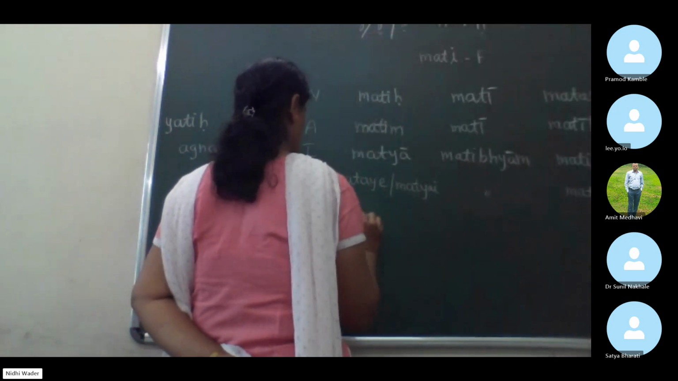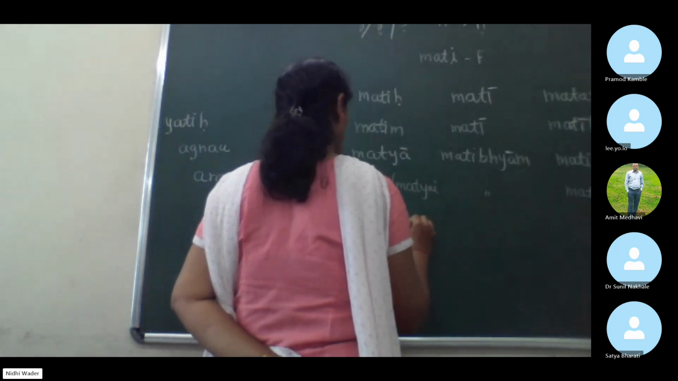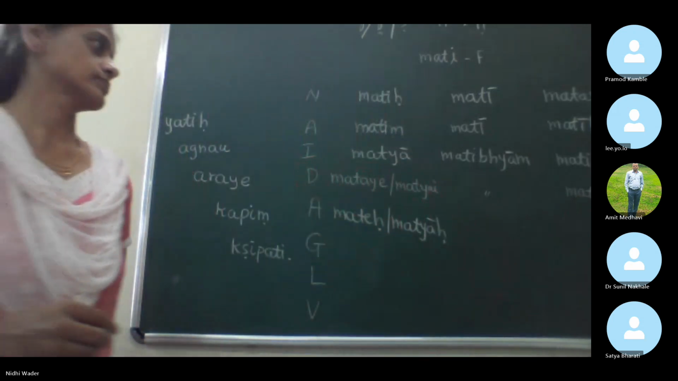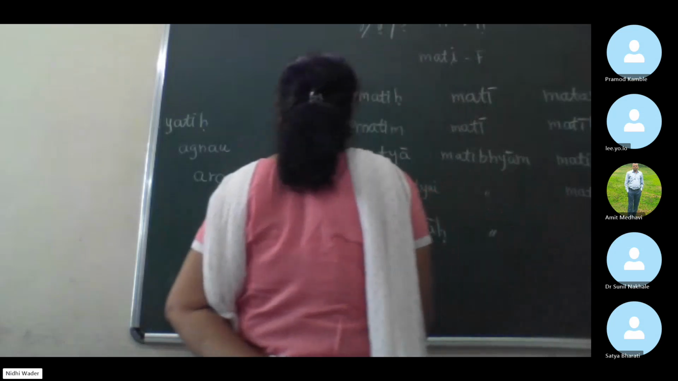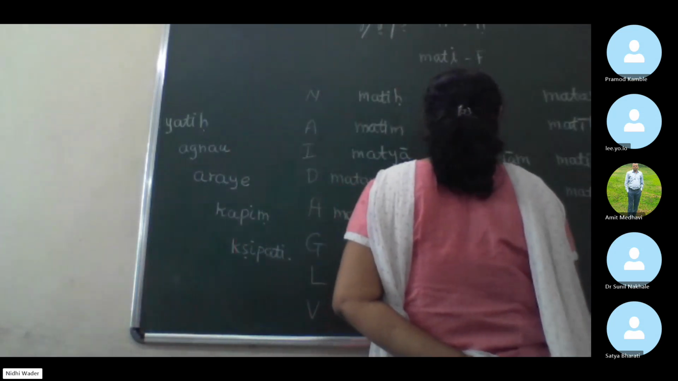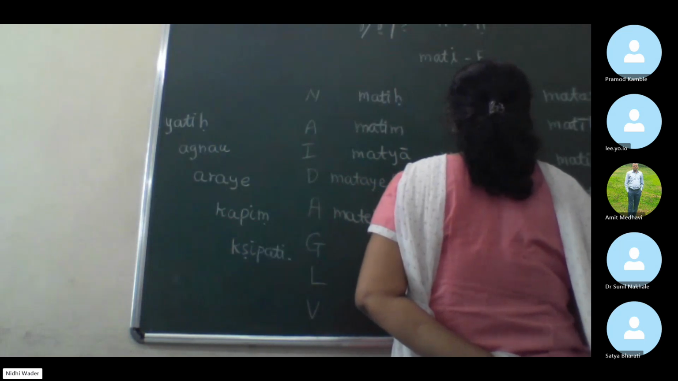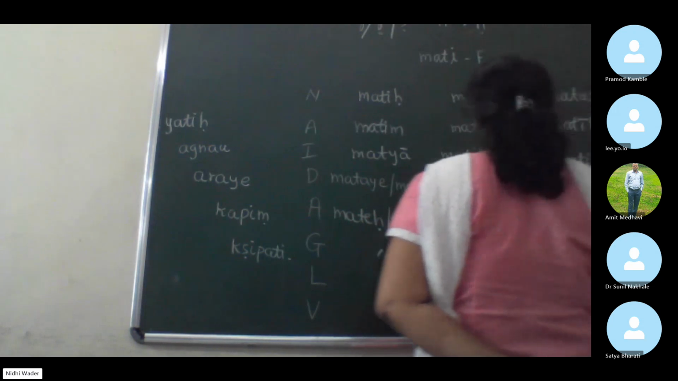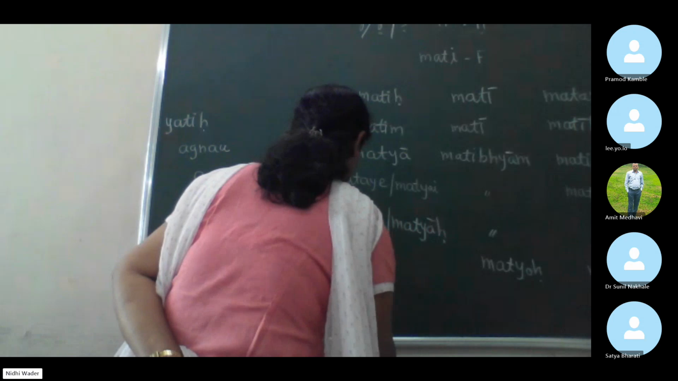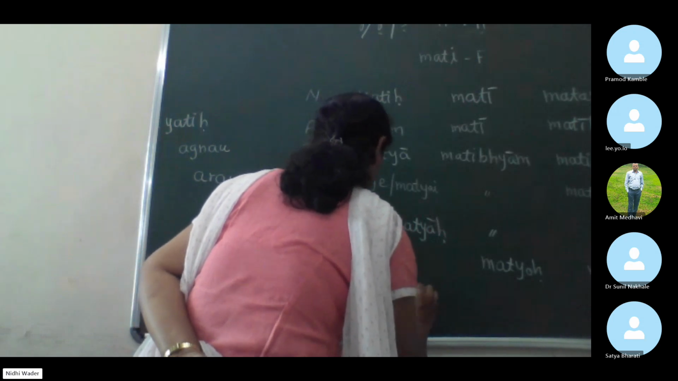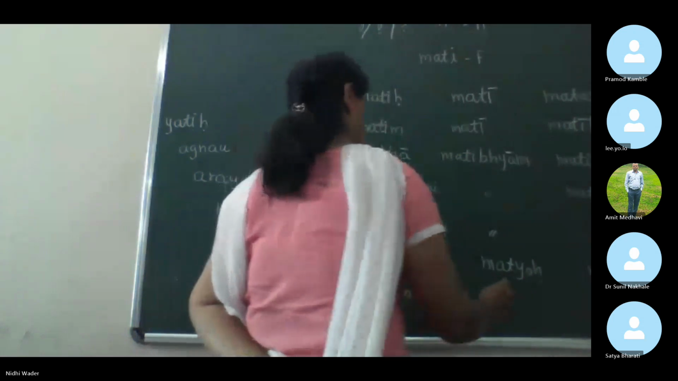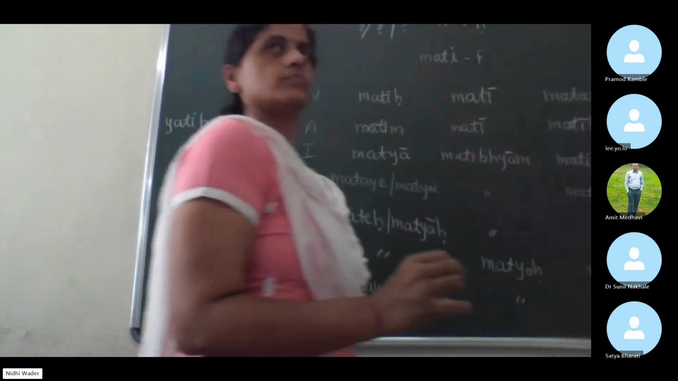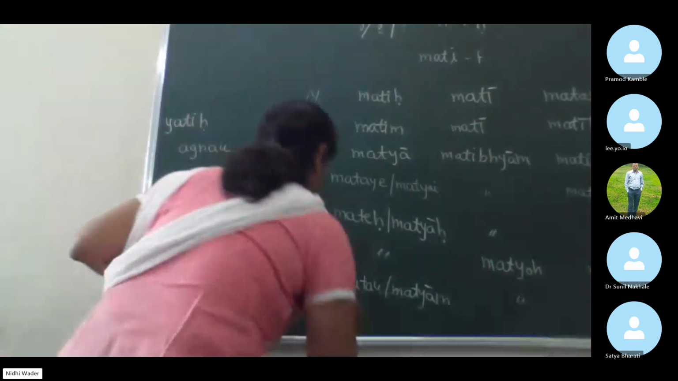Again there are two forms, optional forms, Mateha and Matyaha. Matyaha, Matyaha. Mateha, Matyaha. Matyoho. Matinam. Again, two forms. Matau and Matyam. Matyoho and Matishu. Again, two forms here.